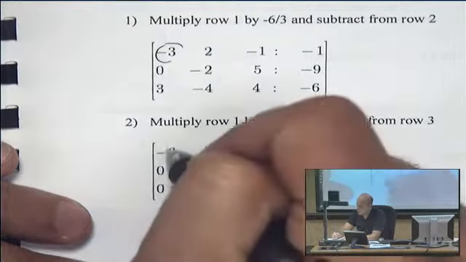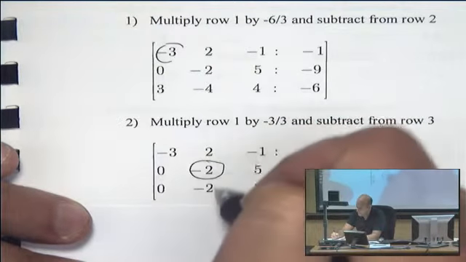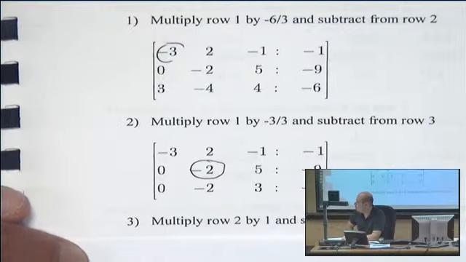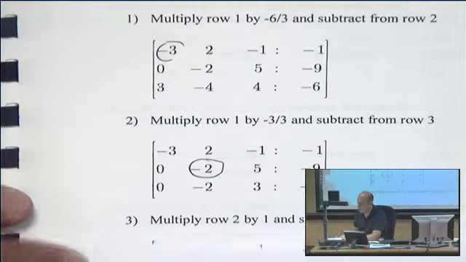Now what I want to do is move my pivot, and I want to make this my pivot and use it to get rid of that. So I'm going to multiply row 2 by 1 and subtract from row 3.